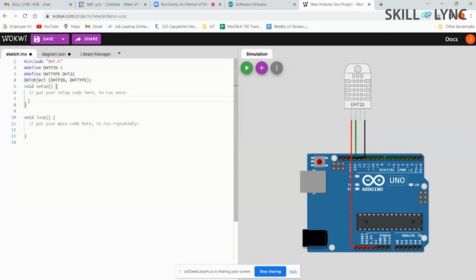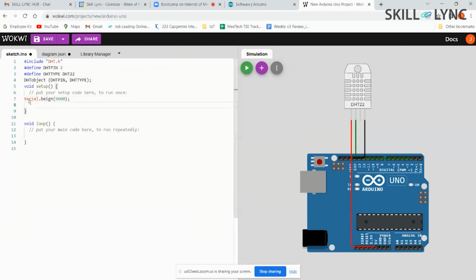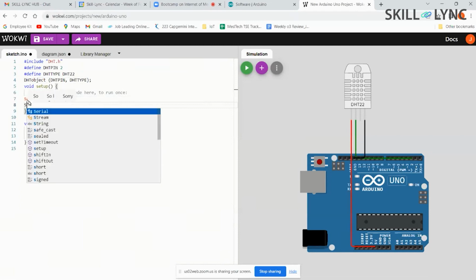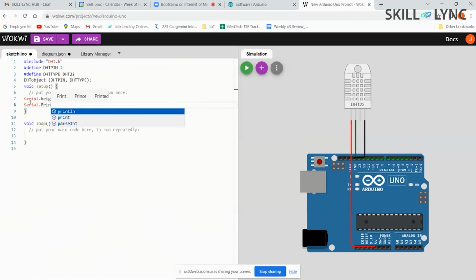Now we will get into the main programming. First we have to display what we want. So Serial.begin is the library function we will be using. Then we are defining the baud rate. Baud rate means bits per second, which defines the speed of the data flow between the microcontroller and the sensor. Then you have to print the message. So I am putting Serial.println, ln meaning next line, right? DHT initialized.